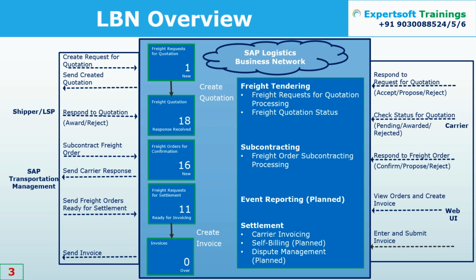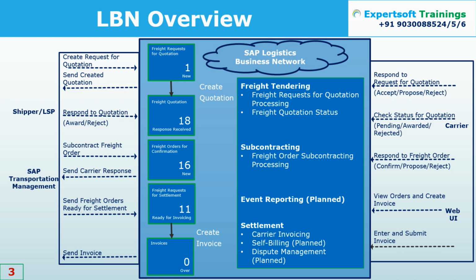Okay. Any question on this? The freight tendering. Just one question. Yeah, Ravindra. At our client, we use the carrier collaboration portal. So if we are using that, what is different in LBN? Where is the distinguishing factor?